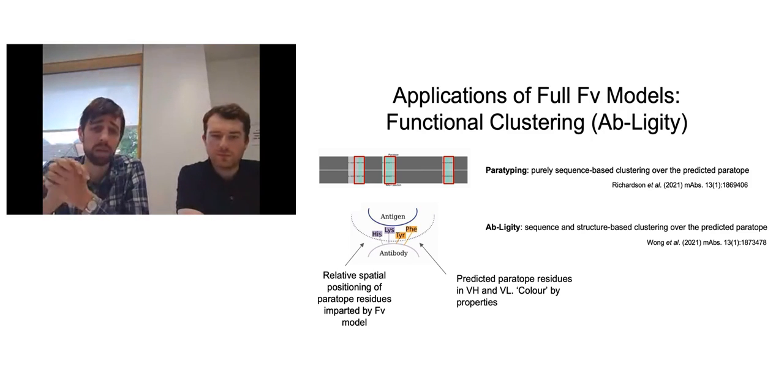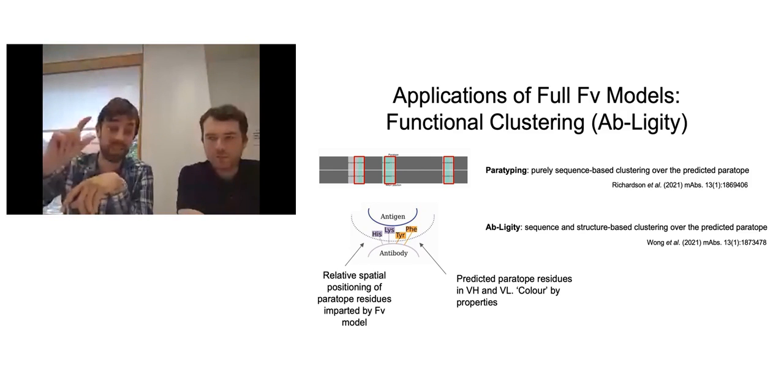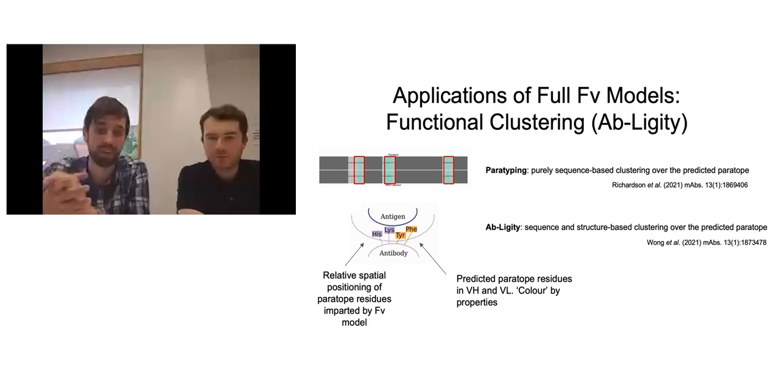I showed you paratyping earlier, which was purely sequence-based and learned implicitly from the structures of antibodies talking to antigens we care about. But with a full FV model, you can put those residues I should care about onto an antibody structure and get a rich representation of how these residues might talk to one another in terms of interaction groups, not just the consecutive sequence, because frequently residues that are distant in sequence fold together when you consider their structures.